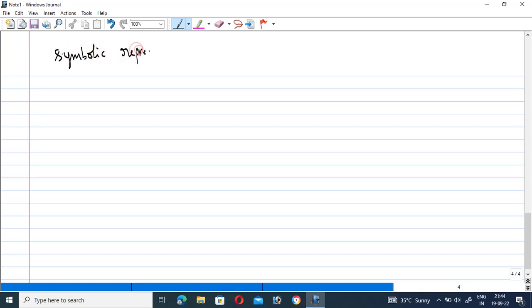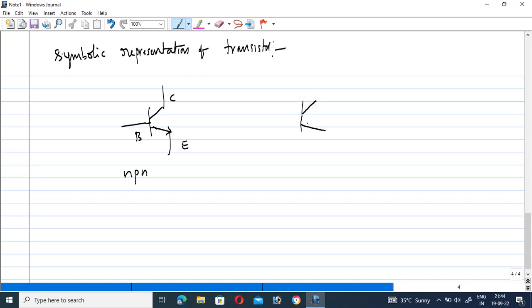Symbolic representation of transistor. Okay, how are we going to represent it? This is the symbolic representation of the transistor: base, emitter, collector. So this is an NPN transistor. In the case of the NPN transistor, this arrow is outside. This arrow represents the direction of the current. Then if you go for the PNP transistor, the arrow is towards this direction.